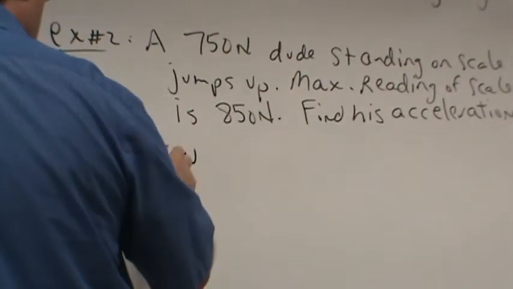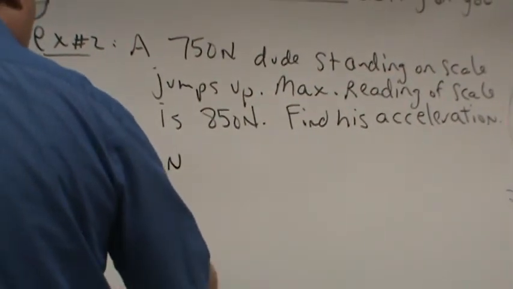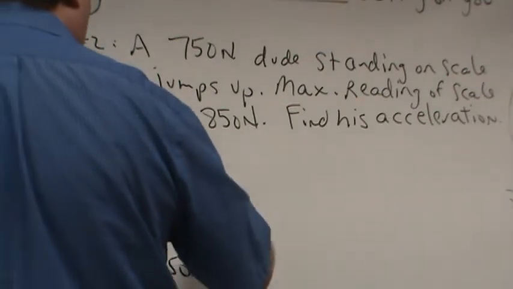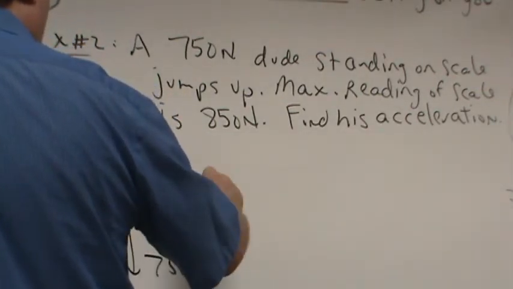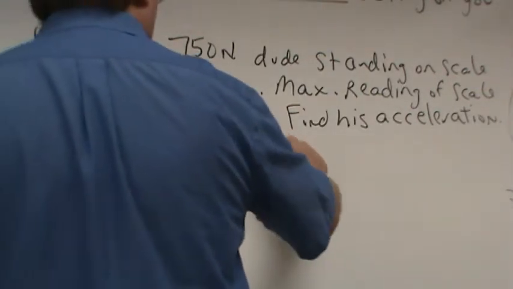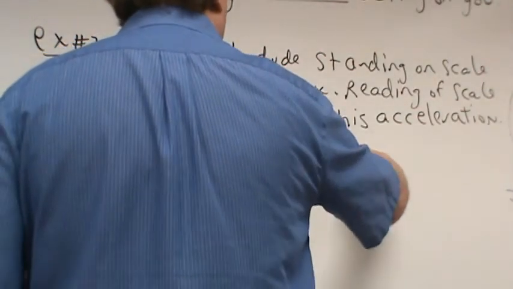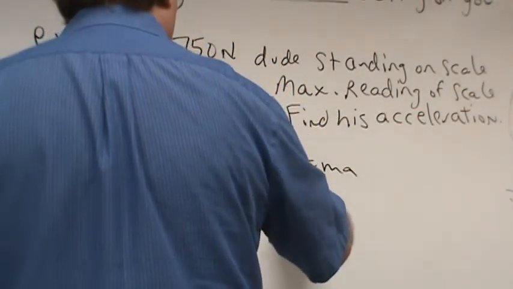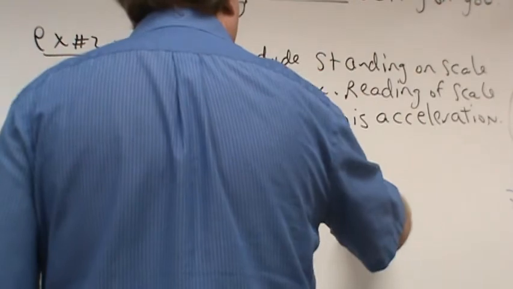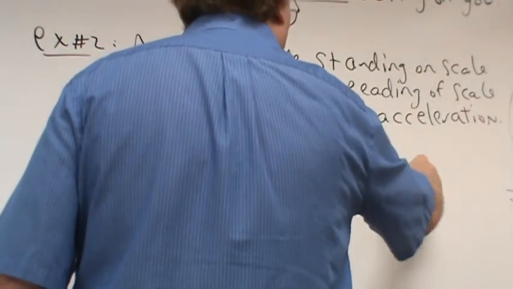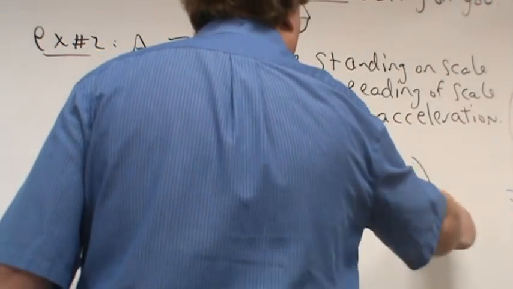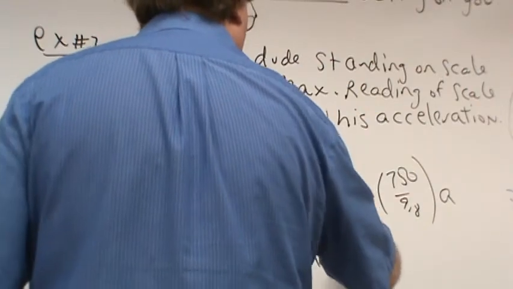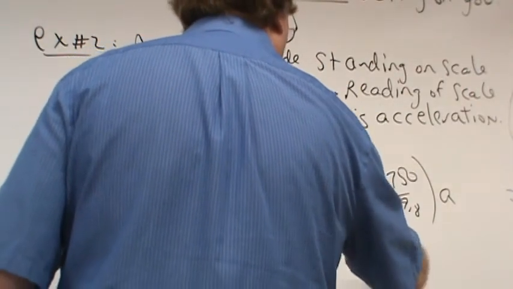So I got 850 newtons acting upward. I got the 750 newtons acting downward. I'm going to define up as positive. So I do sum of the forces equals MA. I got 850 newtons minus 750 newtons equals 750 divided by 9.8 times A. And so you get 8.13 meters per second squared.